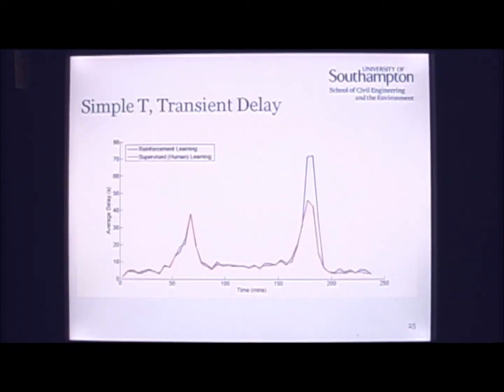Again, we've used variable demand going into a 4-hour test on the simple T-junction. And you can see the peaks in demand, and you can see that our reinforcement-trained neural network matches the performance pretty much of our human-trained neural network over most of the test. And the point where it breaks down is this point of highest demand, this point where the junction's at its busiest. The reinforcement learning, this is where the human learning still has the edge.